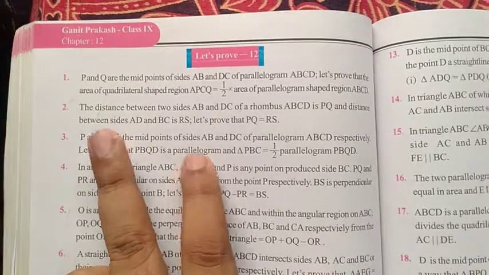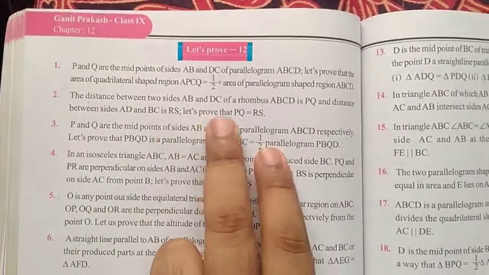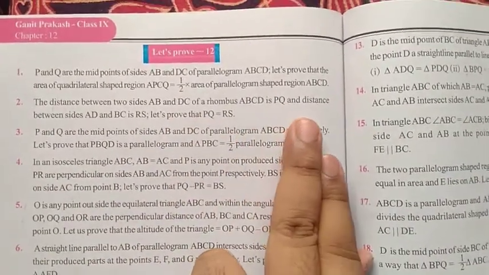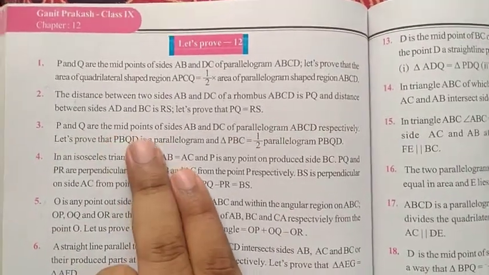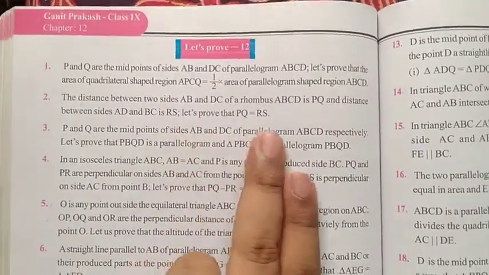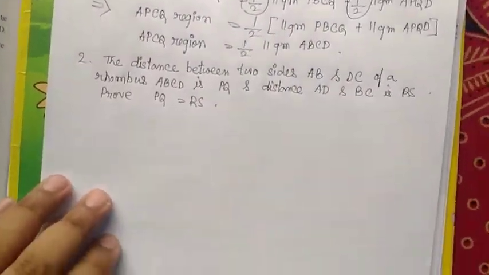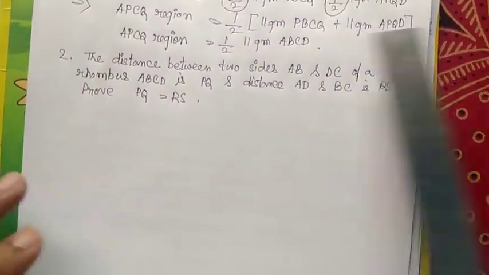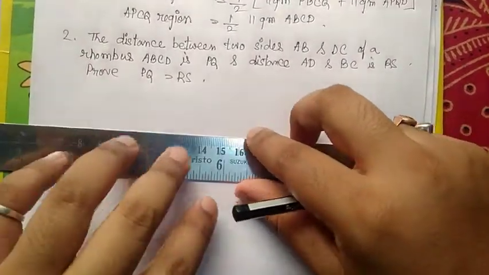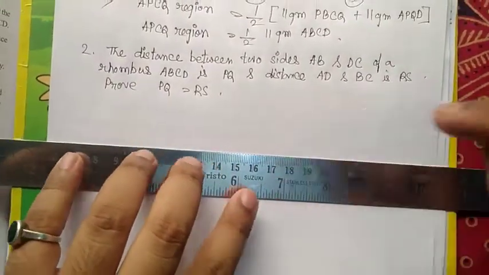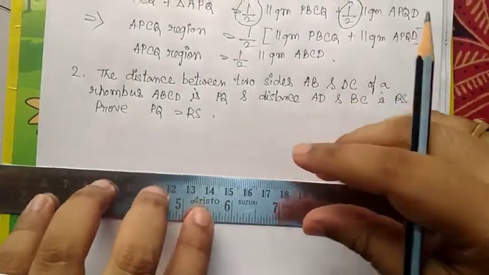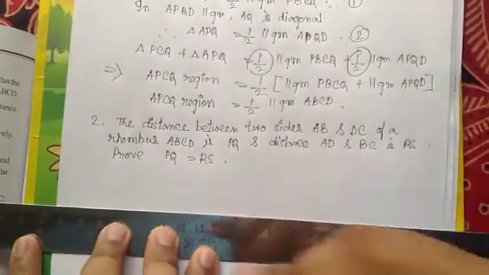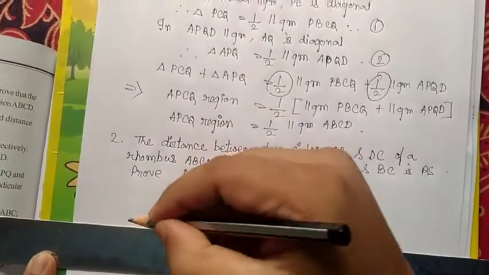This is sum number 2. The distance between two sides AB and DC of a rhombus ABCD is PQ and the distance between sides AD and BC is RS. Let's prove that PQ equals RS. Now we have to draw the diagram. Before I draw the diagram, I have to tell you that a rhombus is one type of parallelogram. Here we have to draw the rhombus like a parallelogram, like this one.